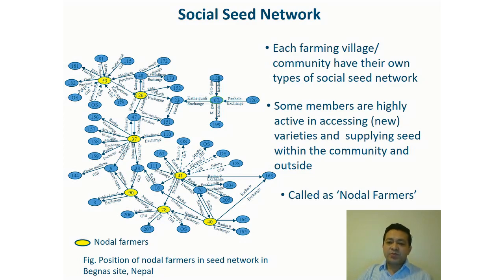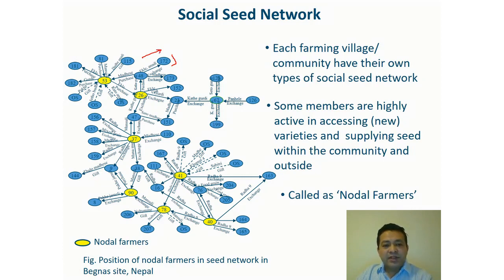These types of farmers, who are actively involved in getting seeds and then supplying, exchanging, and sharing seeds, are called nodal farmers. And when households or farmers are receiving and exchanging seeds, it forms its own network. On the left-hand side here, this is the rice seed network from the central part of Nepal, small villages where we studied. The circles here represent the households, and there are arrows going in different directions. That means giving or receiving.